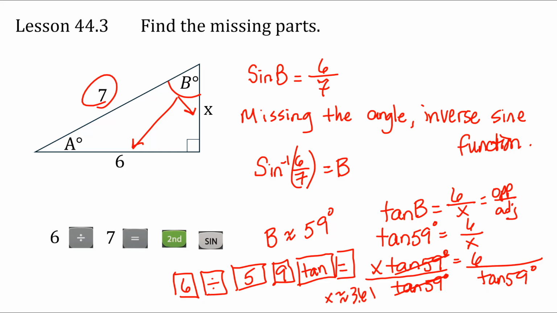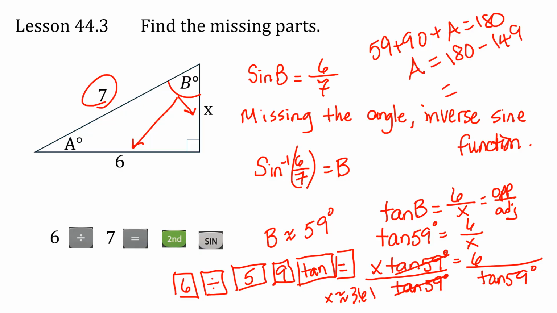Okay, and then to find A, I'm just going to use the fact that the interior angles of a right triangle add up to 180. So I've got 59 plus 90 plus A is 180. And so A is going to turn out to be 31 degrees.